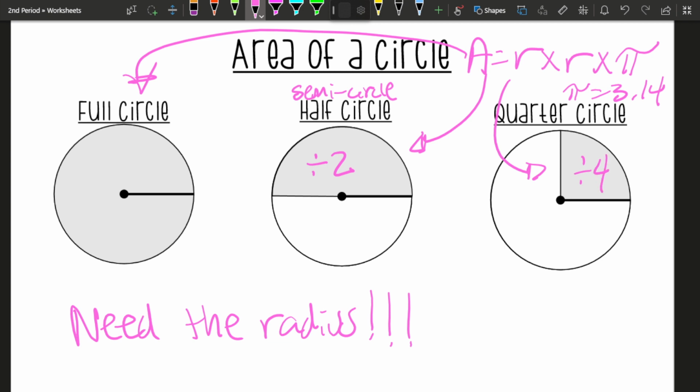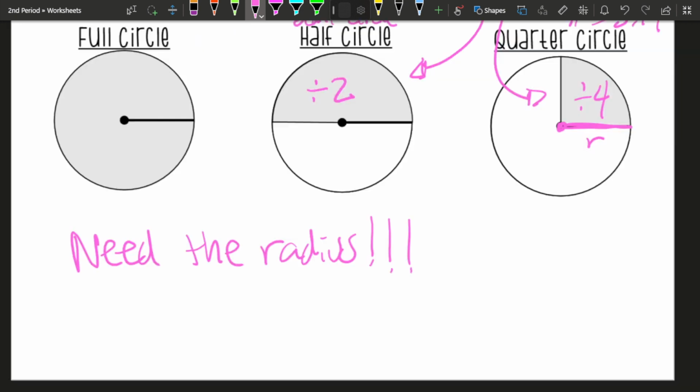Notice, on a quarter circle, the distance given to you should always be the radius, because that's all they're going to be showing on a composite figure. So now that we know how to do rectangles, triangles, trapezoids, and circles, we can actually look at one of the composite figures on the next page.